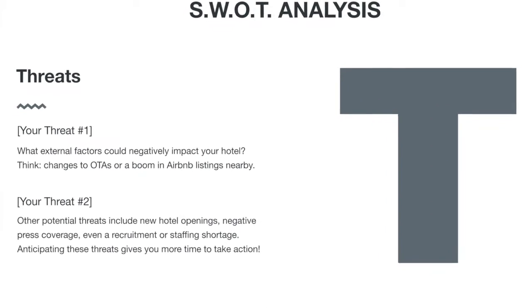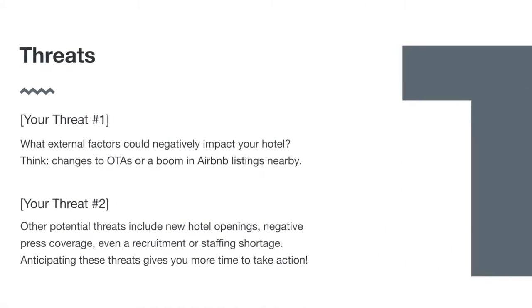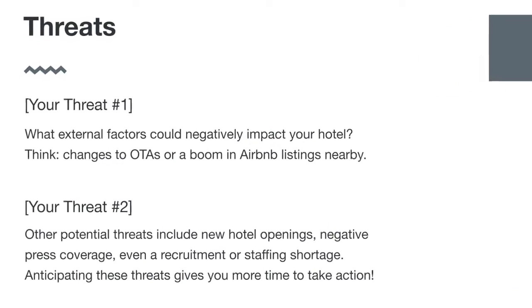Finally, the external factors that could negatively impact your hotel are threats. This could mean changes to your OTA agreement or a sudden increase in Airbnb listings near you. Some other potential threats would be new hotel openings, maybe even a recruitment or staffing shortage. Anticipating threats early gives you the time to take action and come up with solutions.